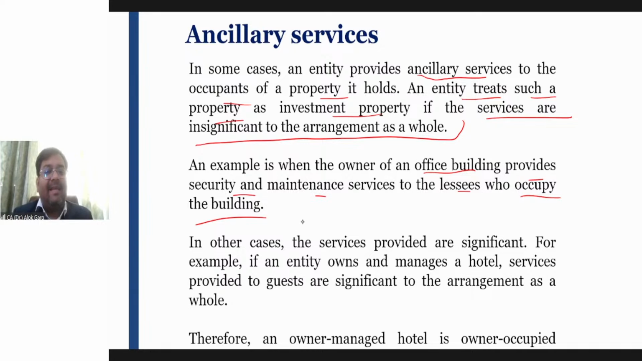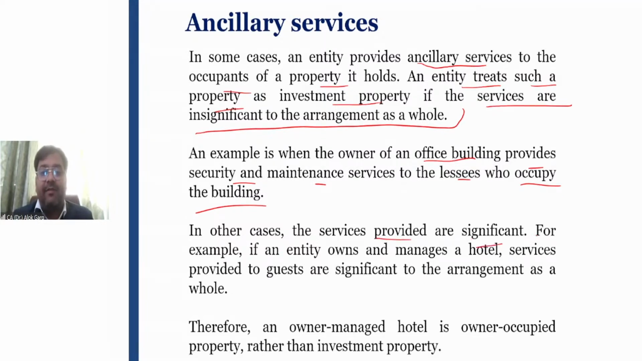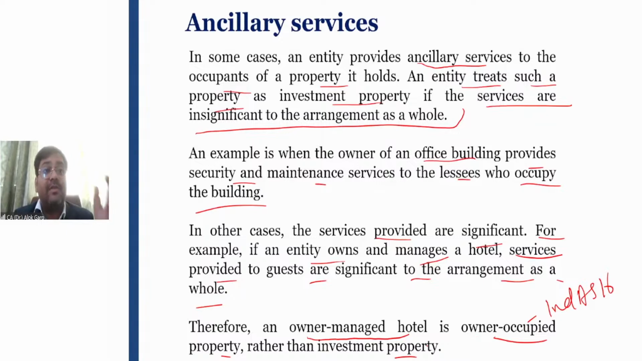In that case, the services are significant and hence all this hotel building has to be shown as property, plant and equipment. The standard says if the services are significant to the arrangement as a whole, it has to be classified as property, plant and equipment, not as an investment property, right? In other cases, the services provided are significant. For example, if an entity owns and manages a hotel, services provided to guests are significant to the arrangement as a whole, and therefore an owner-managed hotel is an owner-occupied property, I mean to say Ind AS 16, rather than investment property. So guys, I'm talking about ancillary services.